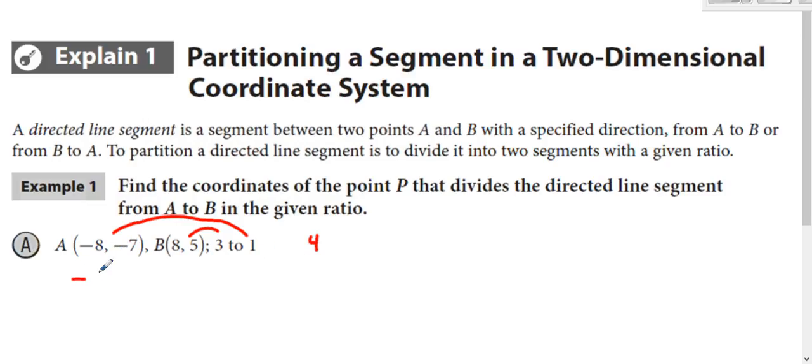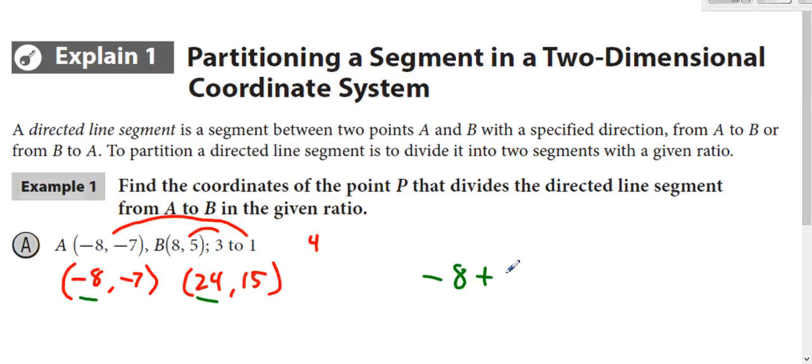So 1 times point A, we're going to keep the -8 and the -7. 3 times point B, we get 3 times 8, that's 24. 3 times 5 is 15. Now it's kind of like midpoint formula because we're going to add those together. So -8 plus 24 and -7 plus 15. But unlike midpoint formula, we're not dividing by 2, we're dividing by 4.